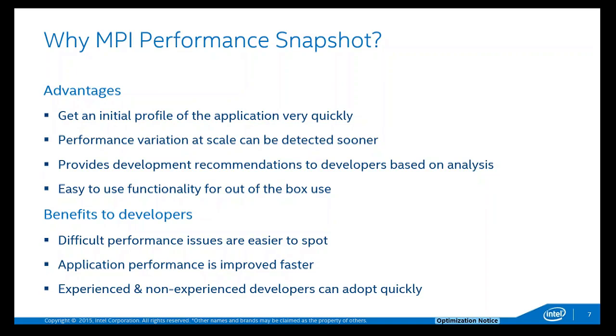In terms of benefits to developers, it really just helps identify those large-scale performance issues faster. There are a few tools out there to do the analysis at larger scales, and I'll talk a little bit about what additional information the MPI Performance Snapshot provides. Then I'll give you an example of how you enable the tool. It's actually pretty easy to use, even if you're not a very experienced developer, for either MPI or hybrid applications.